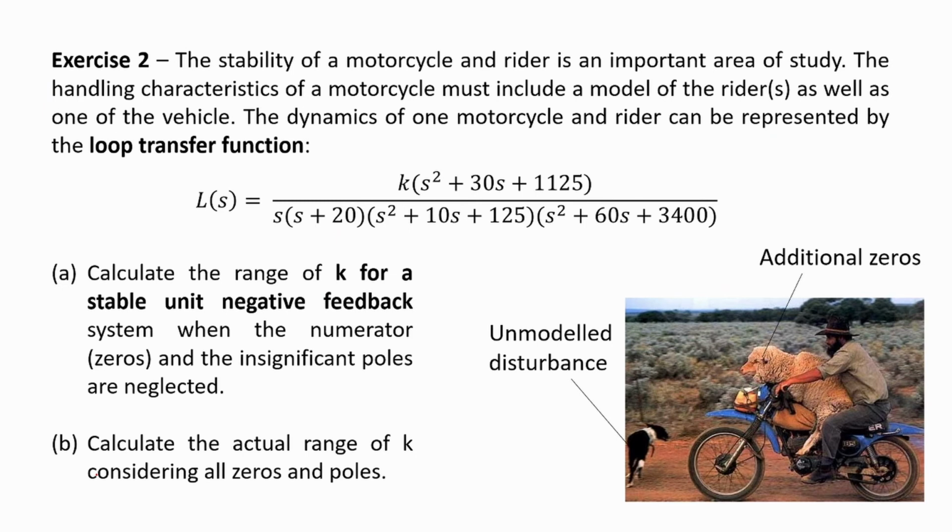Okay, now looking at exercise 2. So what we're studying here is the stability of the motorcycle with the rider on top of it. And we want to know what ranges of the variable k can we have and still remain stable. So we have two parts to this question. Part A is where we're going to ignore the zeros in the numerator as well as the insignificant poles in the denominator. And then B, we're just going to calculate the full range of k. It's a much longer solution, but you get a wider range at the end. So we'll go over that step by step.